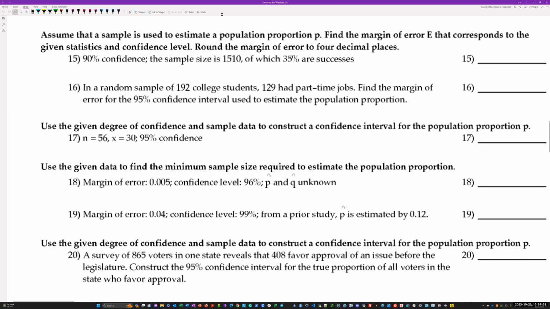Which one? Yeah, which one? That's what one prop Z interval is, correct. What, number 16? Oh, I'm thinking 17. X, no, hold on. N would have to be 192. X would have to be 129. Yep. And the C level would have to be 0.95. Right. So what do you get?